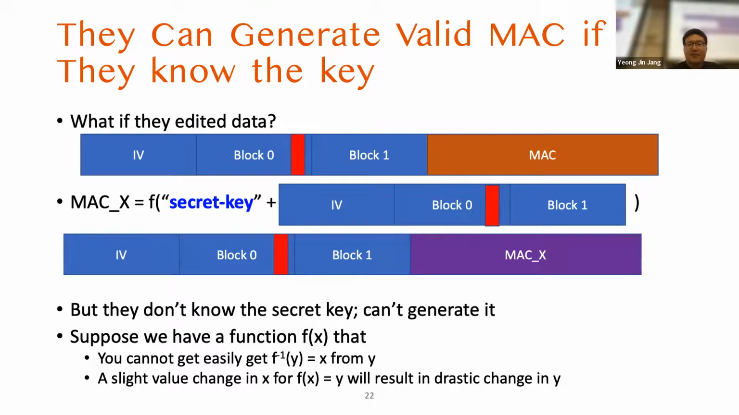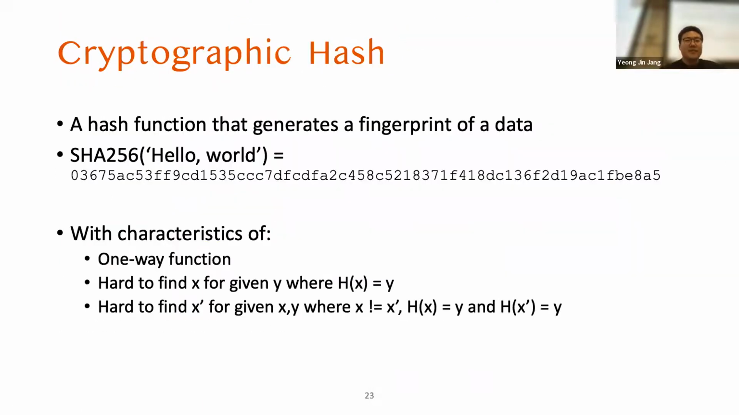Then let me get into the specific examples of the cryptographic hash. A cryptographic hash is a hash function that is designed cryptographically to have certain characteristics. Those characteristics are, first, the function needs to be a one-way function, so there's no inverse function. It's very hard to find x for given y where hash of x is y. So for a given hash message, it's really hard to find what the original message was.